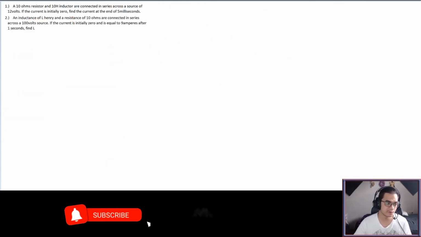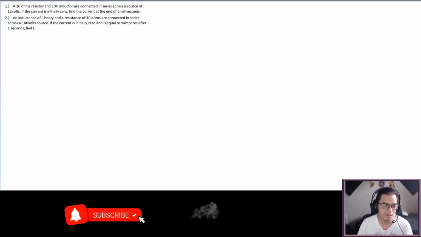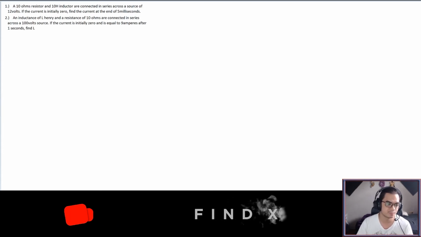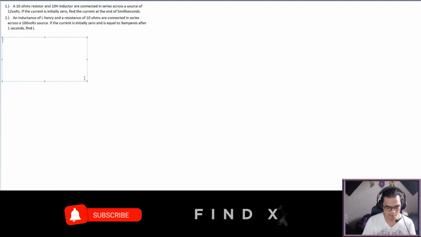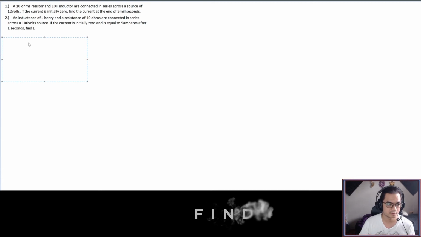Okay, so we have the first problem. A 10 ohms resistor and a 10 Henry inductor are connected in series across a source of 12 volts. If the current is initially 0, find the current at the end of 5 milliseconds. So let's put all the givens first for number 1. Let's make it slightly bigger.